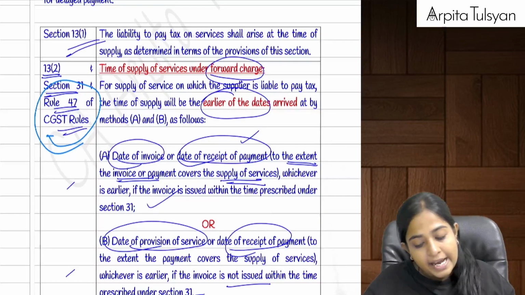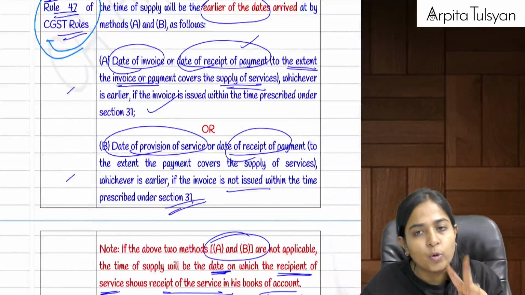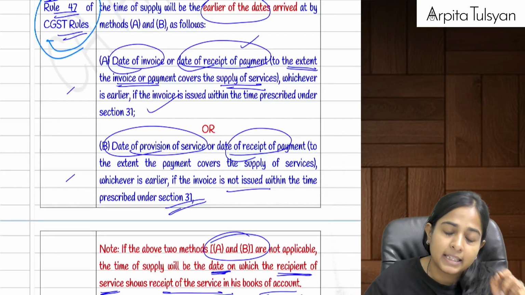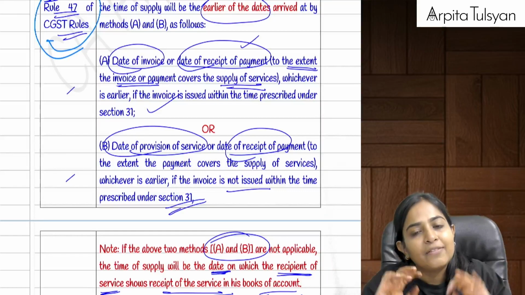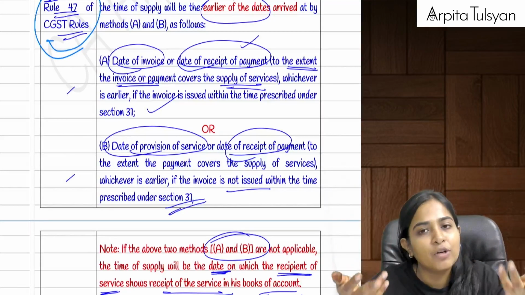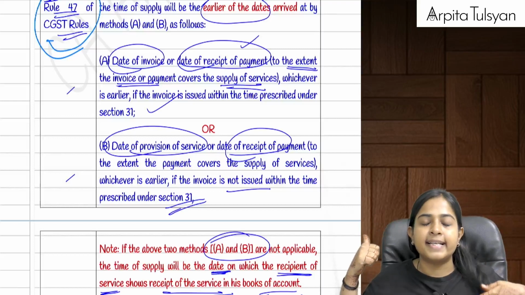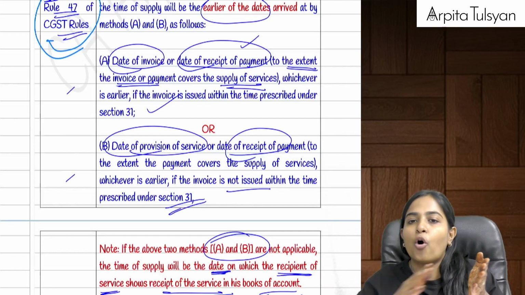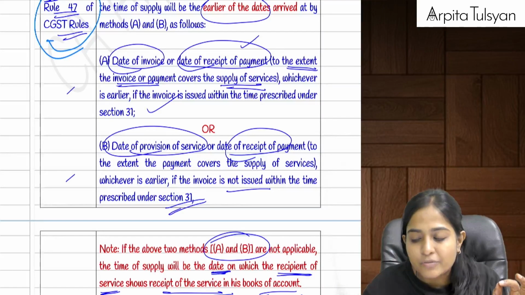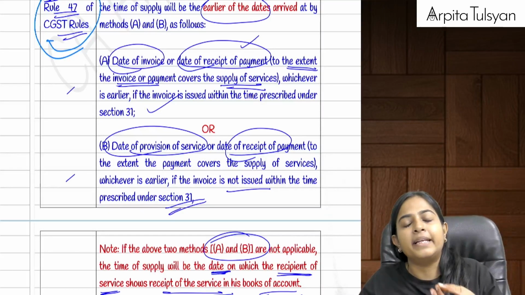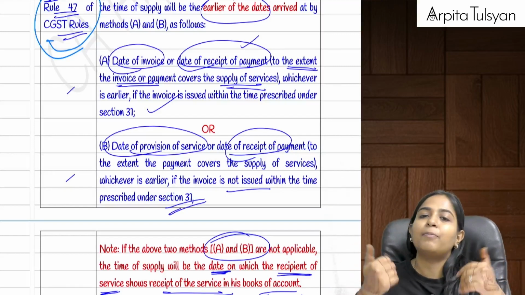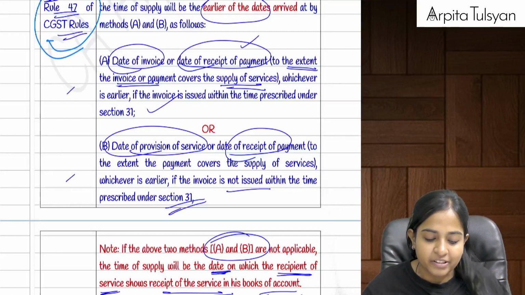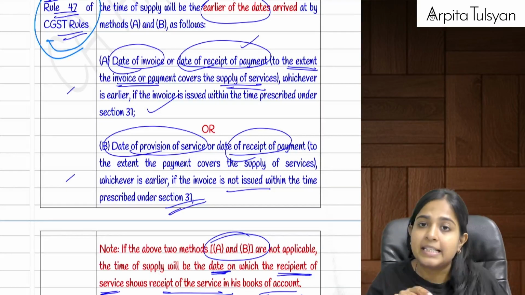Normal forward charge. In such case we have 2 dates. In case of service under forward charge, the first thing that you have to check is whether the invoice was issued on time or whether the invoice was issued late. The due dates etc. we will study as per section number 31. But first identify whether the invoice was issued on time or not. If the invoice was issued on time, then no problem. Then in that case, it is the date of invoice or receipt of payment, whichever is earlier. This is if the invoice was issued on time.